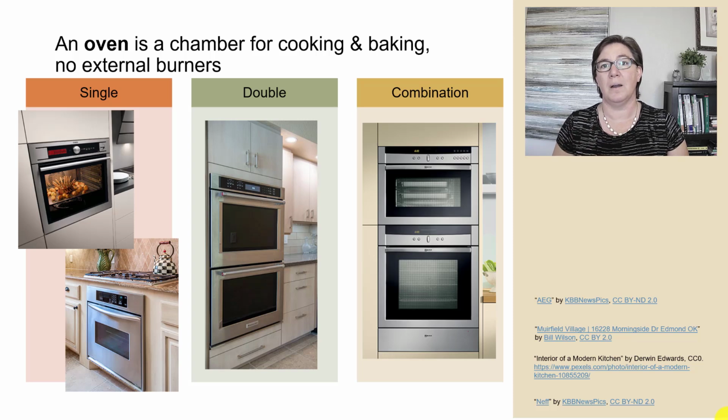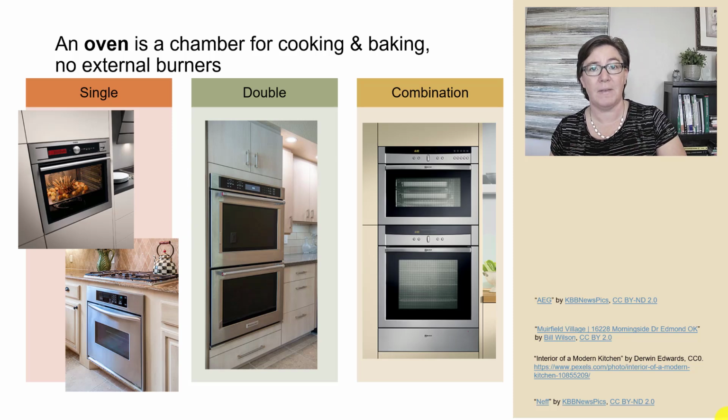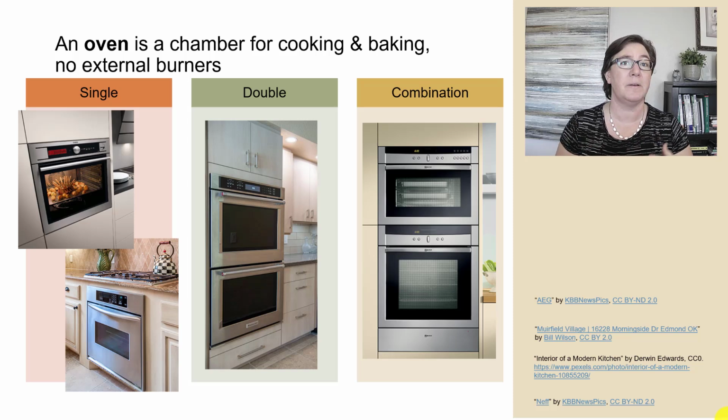Moving to our combination oven, this is going to be a set of stacked ovens with two different types of cooking. So it could be a steam oven, it could be a convection oven, could be a microwave oven, but we've got a combination of two different things going on.